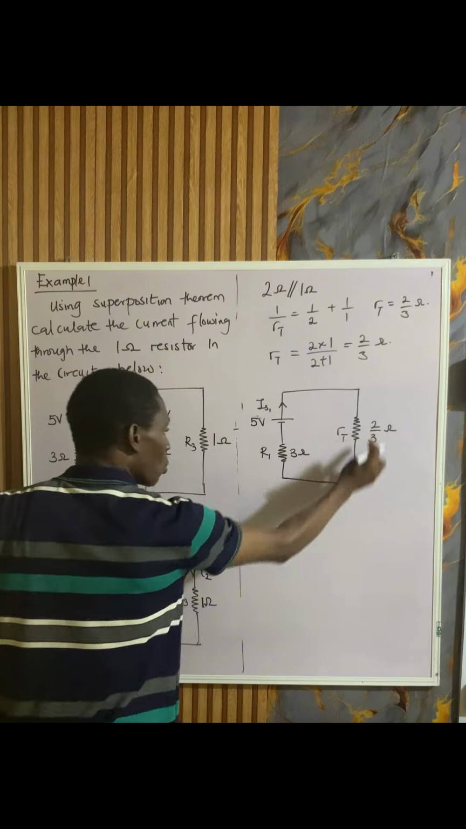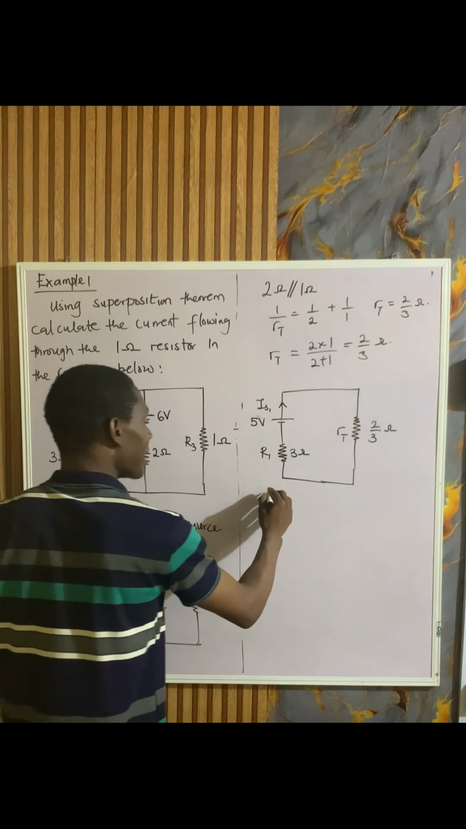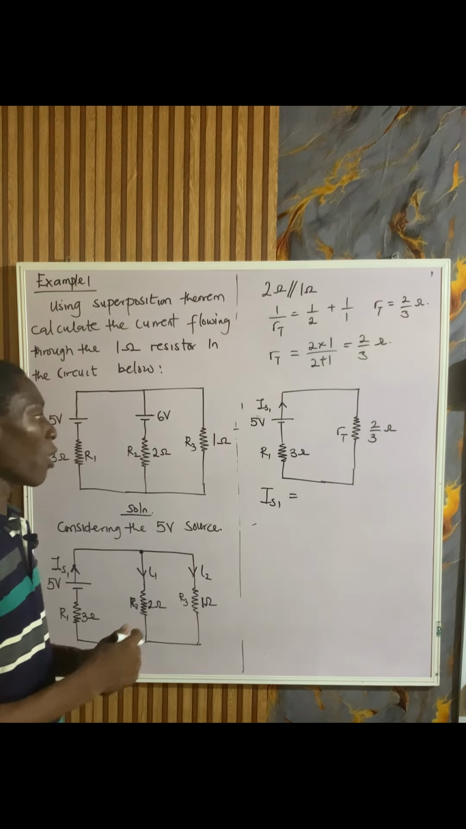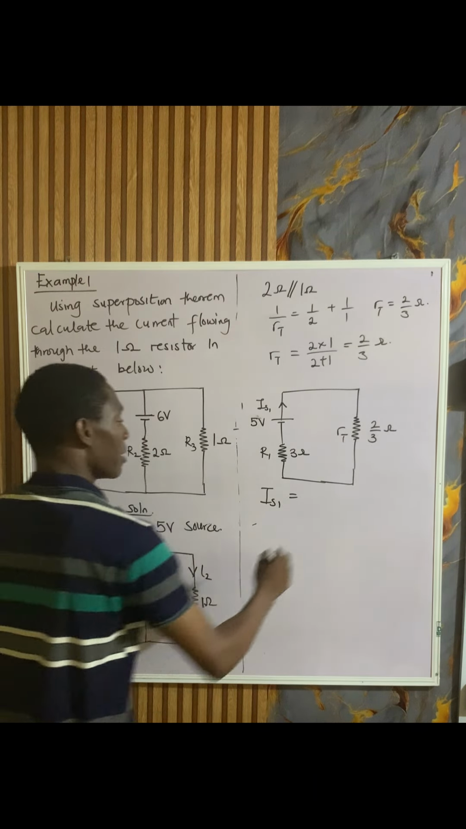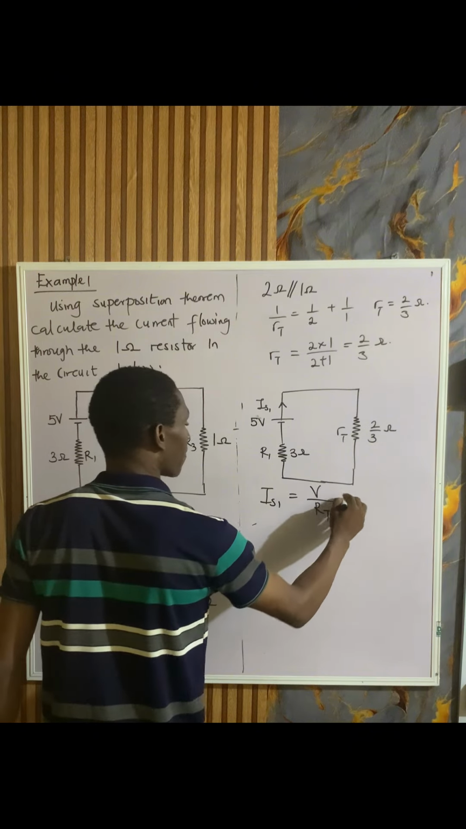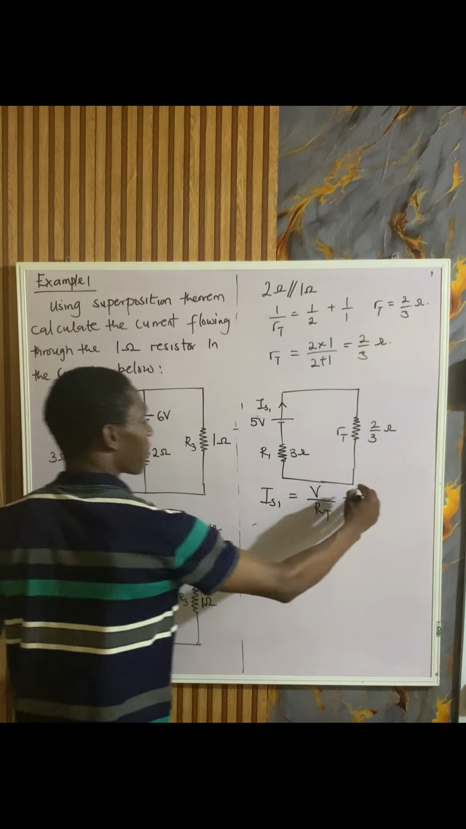This I source 1 is what flows through this entire circuit. To get this I source 1 is very simple. When you have a series circuit, the value of your current will simply be the total voltage over the total resistance. What's the total voltage here? The only voltage here is 5.